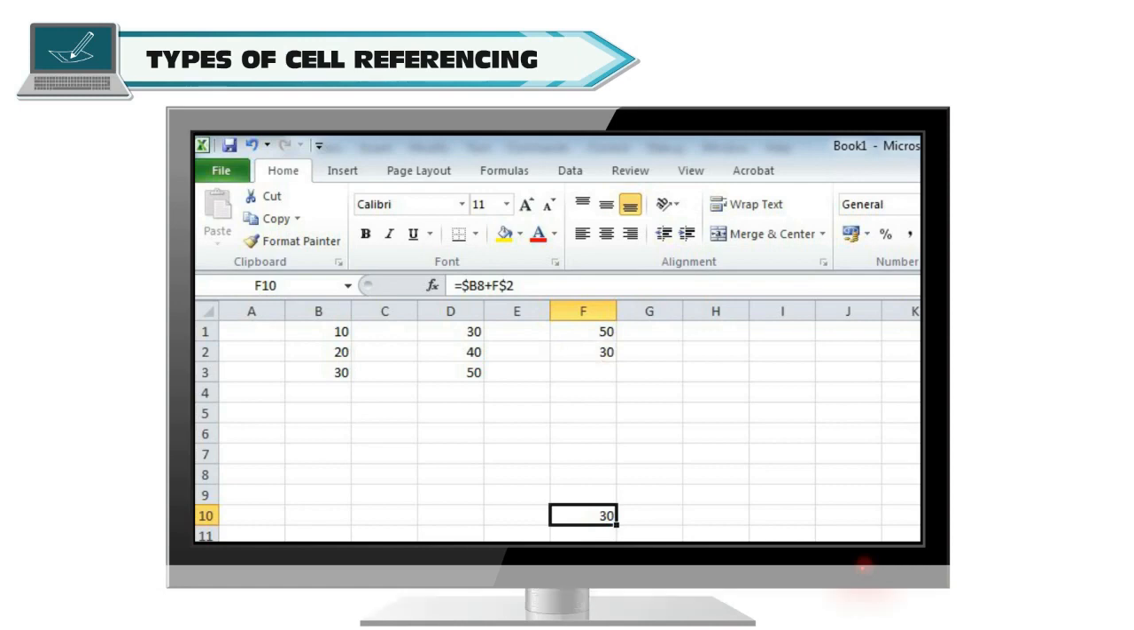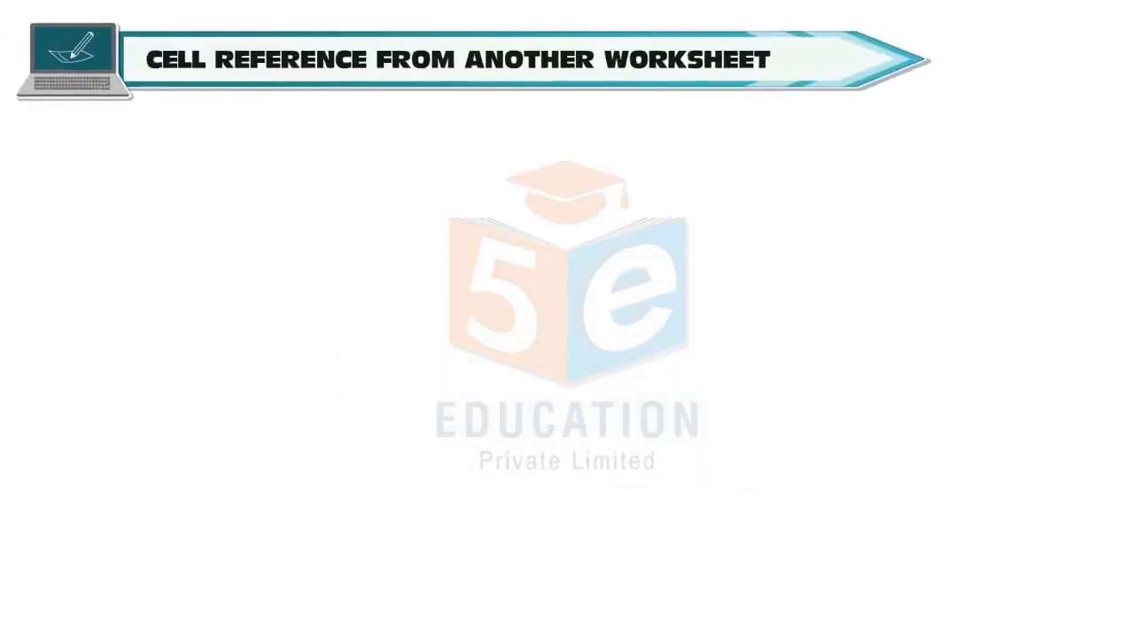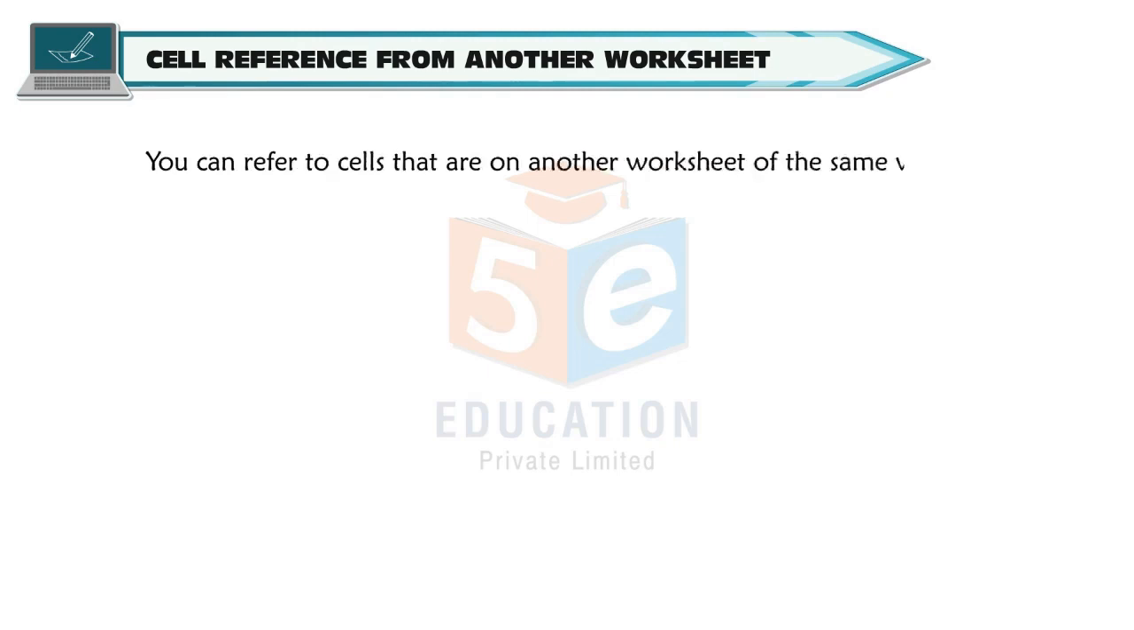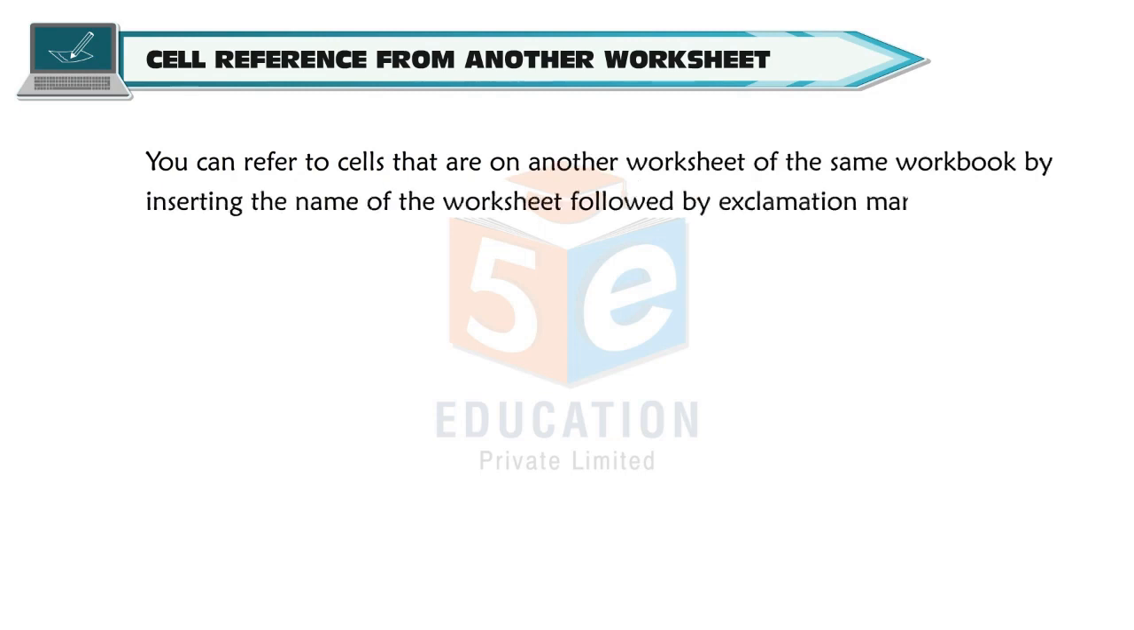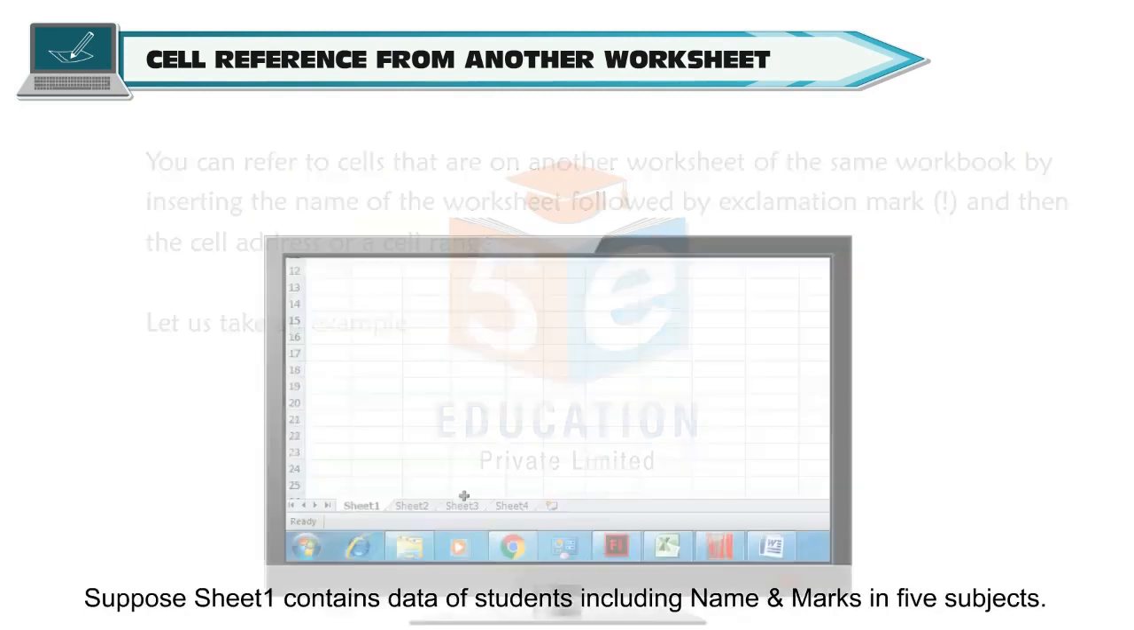Now, let's look at cell reference from another worksheet. You can refer to cells that are on another worksheet of the same workbook by inserting the name of the worksheet followed by exclamation mark and then the cell address or a cell range. Let us take an example.